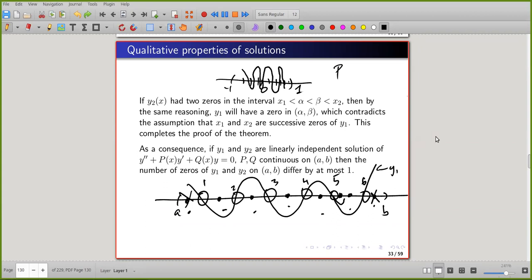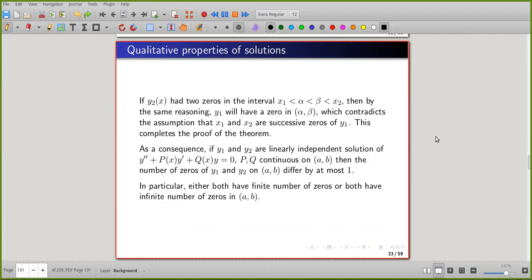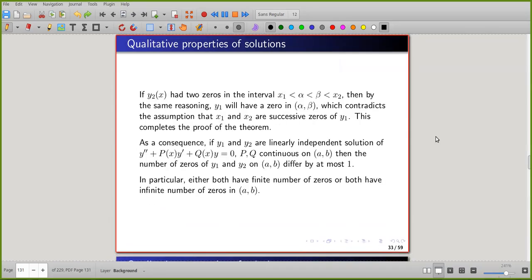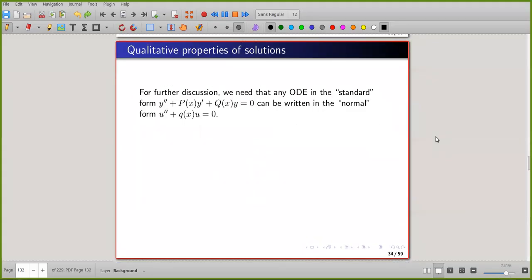I hope the point I was making was clear. In particular, either both have a finite number of zeros or both have an infinite number of zeros in the interval AB. Okay, great. So there's already a very nice theorem, but now we are going to see more interesting statements.